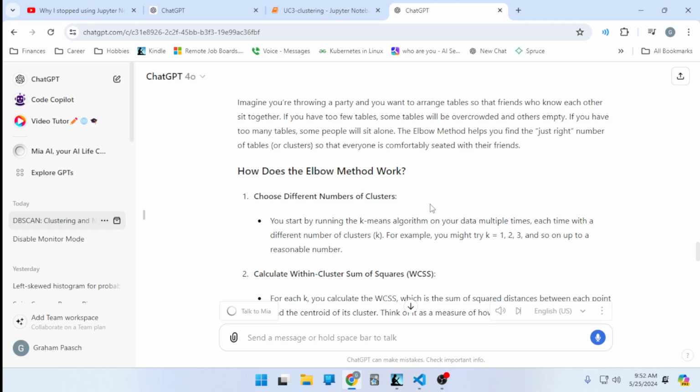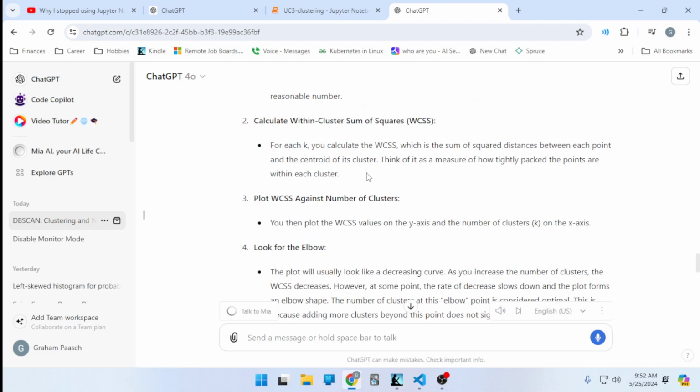Choose different numbers of clusters. You start by running the k-means algorithm on your data multiple times, each time with a different number of clusters, k. For example, you might try k equals 1, 2, 3, and so on up to a reasonable number. Calculate within cluster sum of squares, WCSS, for each k. You calculate the WCSS, which is the sum of squared distances between each point and the center of its cluster. Think of it as a measure of how tightly packed the points are within each cluster.